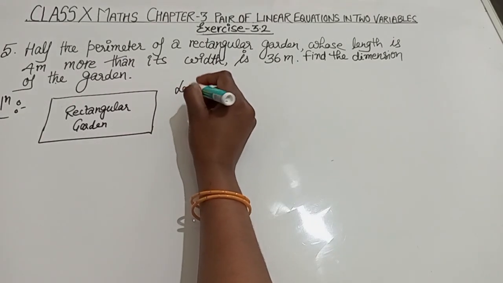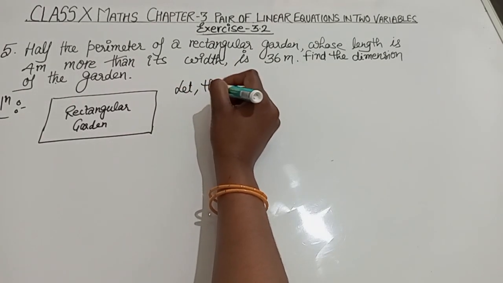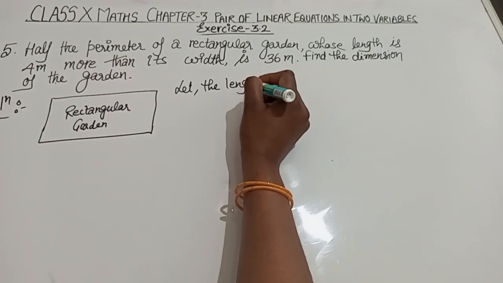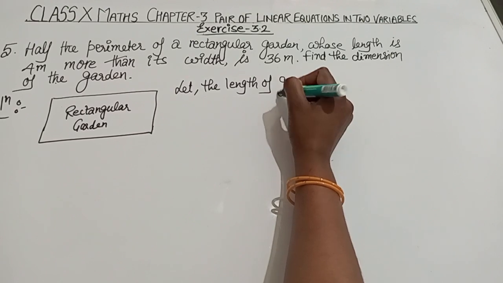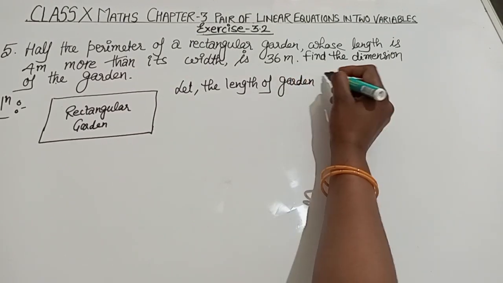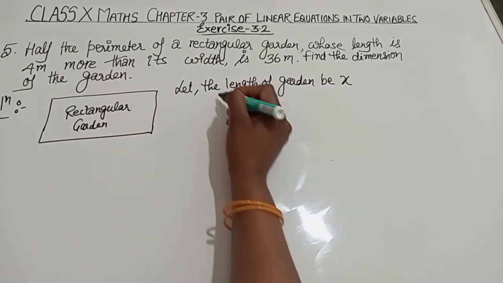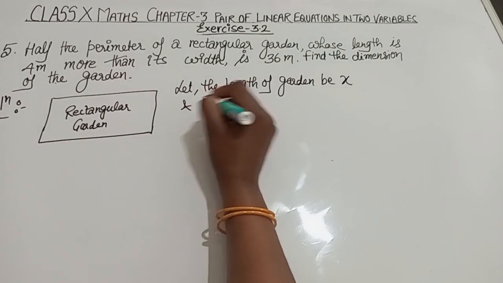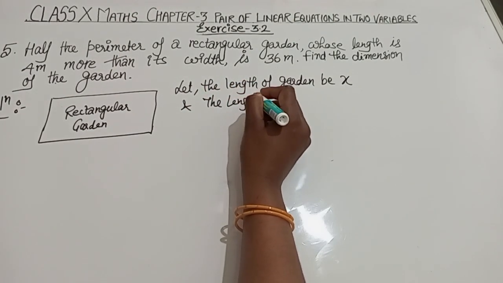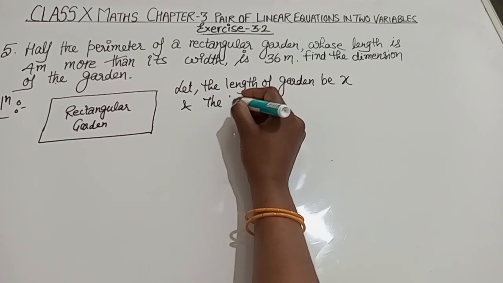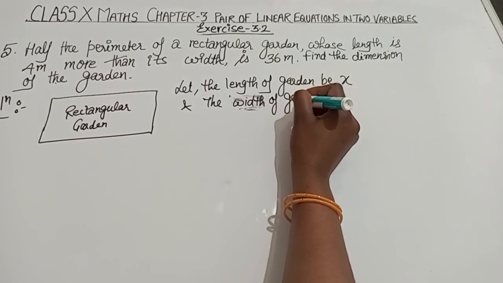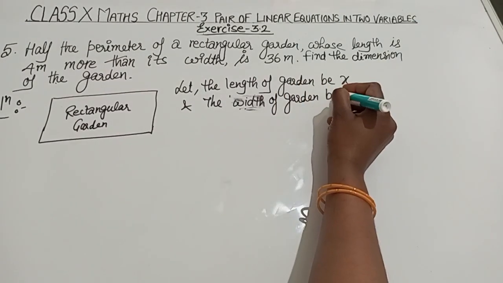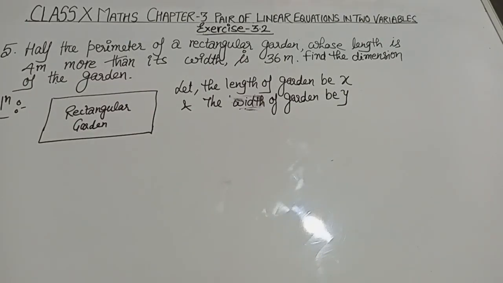So let the length of the garden be x, and the width, sorry, the width of the garden be y. Okay, let the length of the garden be x and the width of the garden be y.